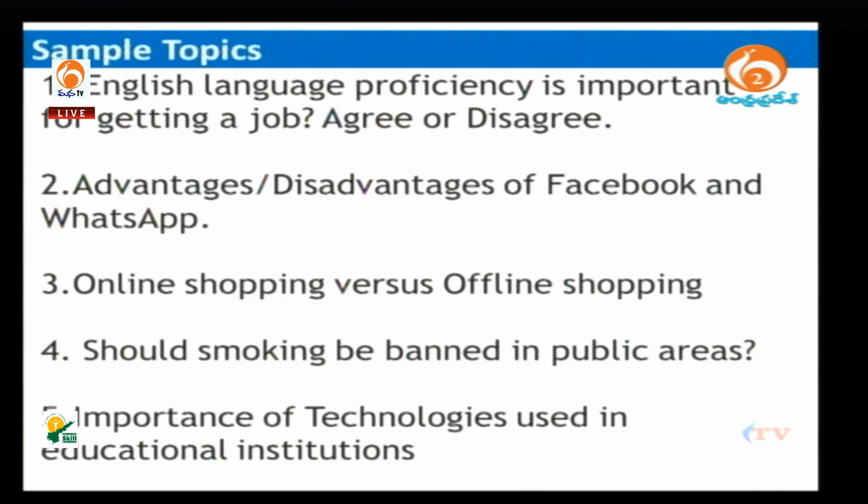And on the previous slide we had 5 topics. I am showing this again for your reference. English language proficiency is important for getting a job, agree or disagree? Advantages and disadvantages of Facebook and WhatsApp. Online shopping versus offline shopping. Should smoking be banned in public places, public areas? Importance of technology used in educational institutions.